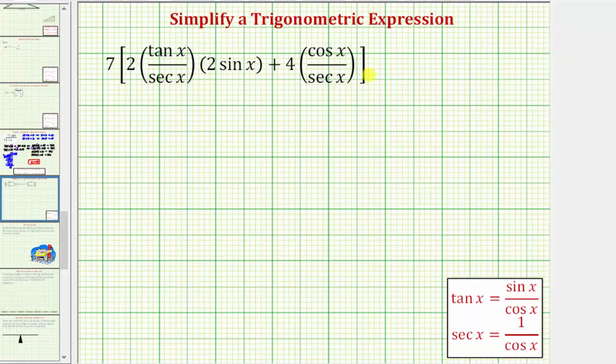We want to simplify the given trig expression. Looking inside the brackets, notice how it might not be obvious what's going to simplify, so one technique to simplify a trig expression would be to convert to sines and cosines.